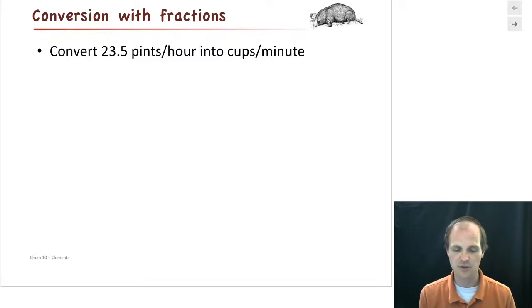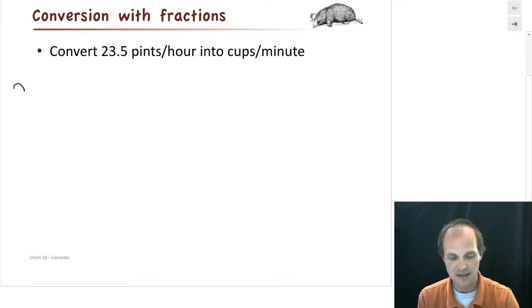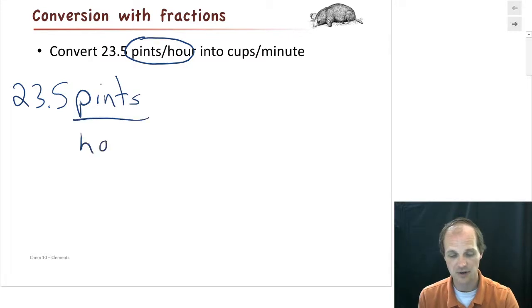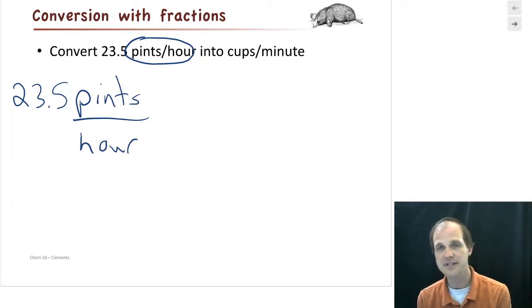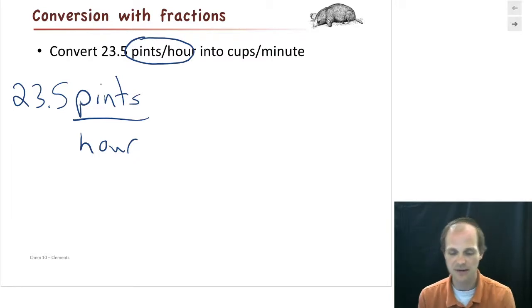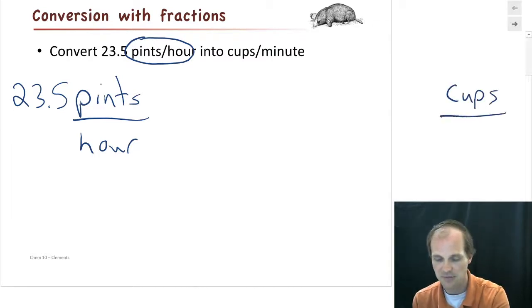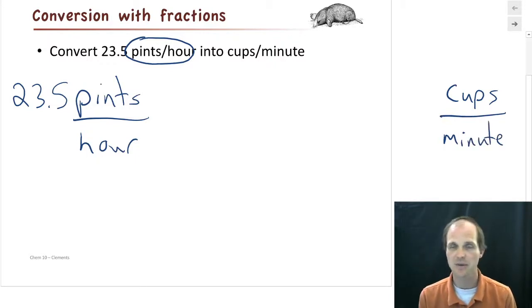What we're going to do is convert 23.5 pints per hour to a unit of cups per minute. Now, when I've got these fractional units, I like to write them with one on top of the other rather than next to each other, because it really emphasizes that we've got the numerator on top and the denominator on the bottom. We're going to follow our same idea here. We're going to put our starting stuff on the left, and our ending stuff on the right.